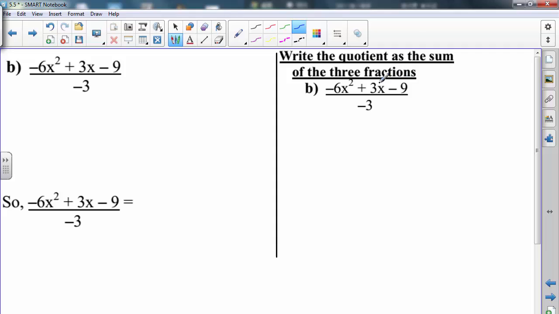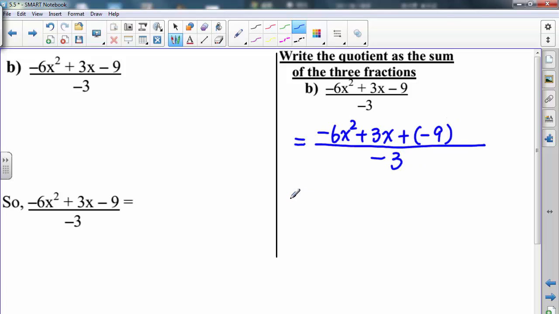If I want to use the symbolic method, I need to write down the quotient as the sum of 3 fractions. What are those 3 fractions? Let's change all the minus to adding in the numerator first. So I change this minus 9 to plus negative 9, then divided by negative 3. This time, what I will do is I split those terms on the top into 3 fractions.